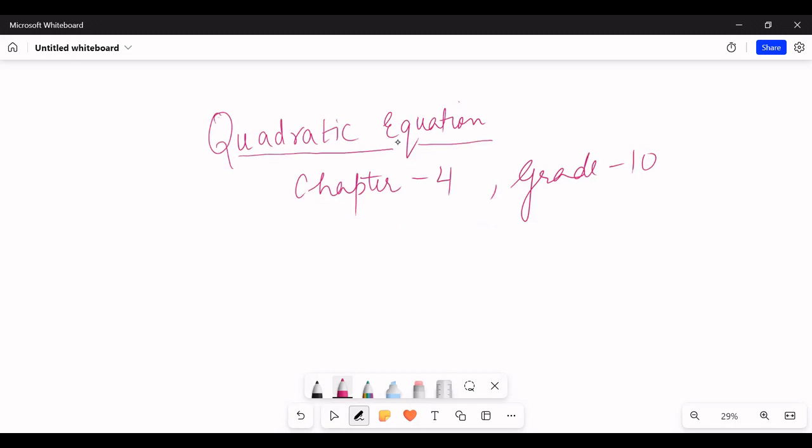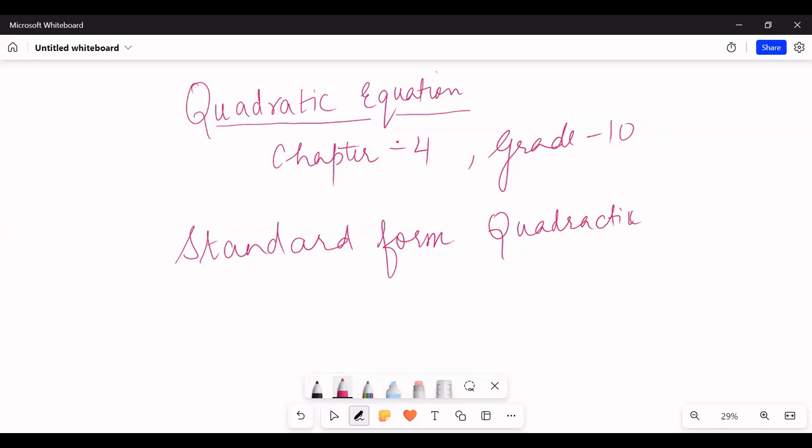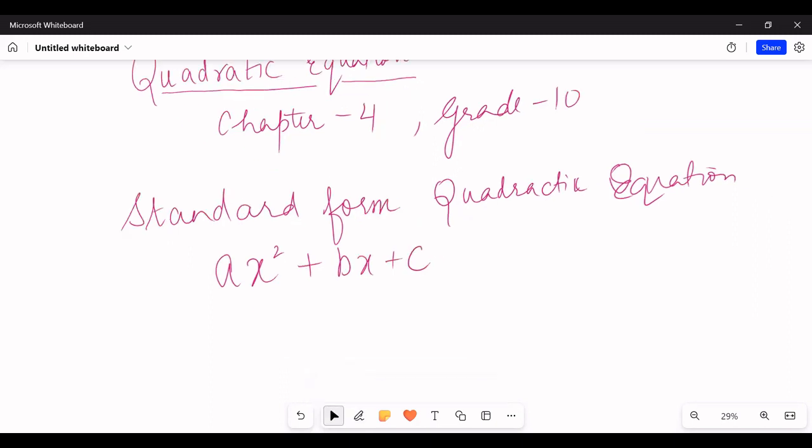Today we will discuss quadratic equations. This is chapter number 4 of grade 10. So let's get started. First, I would like to tell you the standard form of any quadratic equation. This is ax square plus bx plus c. This is the standard form of any quadratic equation.